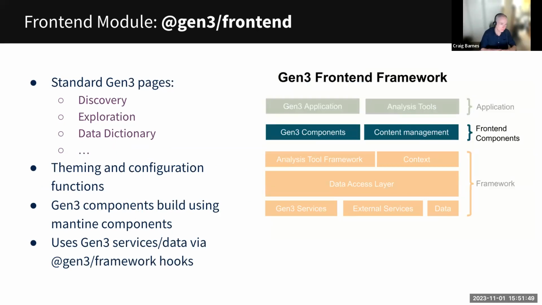So on the front end, we have the front end module, and it has a bunch of different pieces. As I said, it also has Gen3 components, but it also supports the standard Gen3 pages of discovery, exploration, data dictionary, and the other one, user profile. These are encapsulated, large, complex components, but they're there, and they will be maintained in the front end framework. It also supports all the theming configuration functions. So, things like selecting your colors, selecting your fonts, and how you turn on and off various features are handled by it. Custom content, we'll talk about how that gets integrated as well.